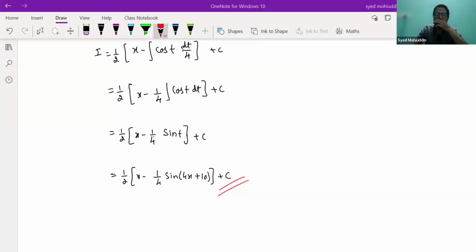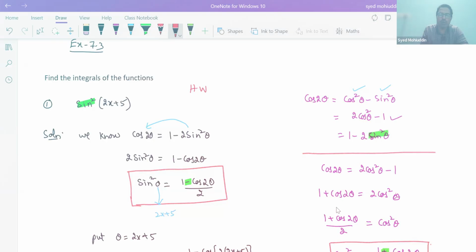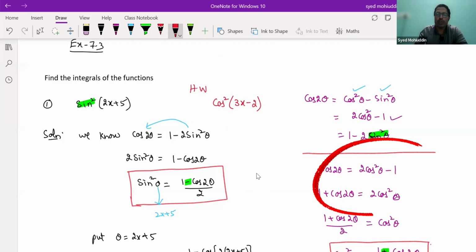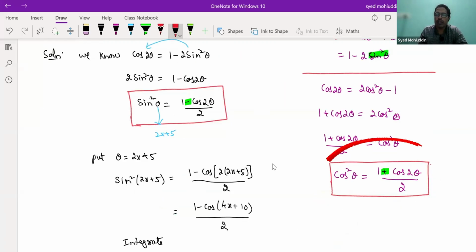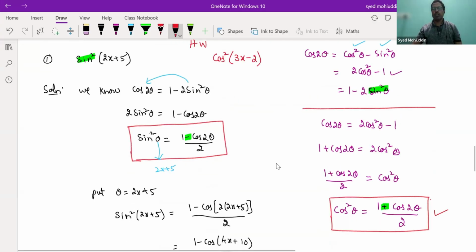So next question will be, or I'll give one more homework similar to this one. Okay. So the homework for you will be cos square 3x minus 2. So cos square means you have to use this formula. So exactly the same procedure you have to do. Only thing is, in place of this minus, you'll be getting plus. That's the only difference. And I have changed the values. Instead of 2x plus 5, I have given it as 3x minus 2. So try to follow the same procedure.